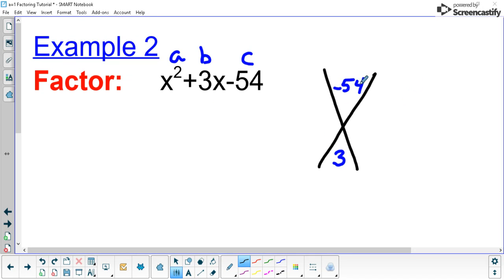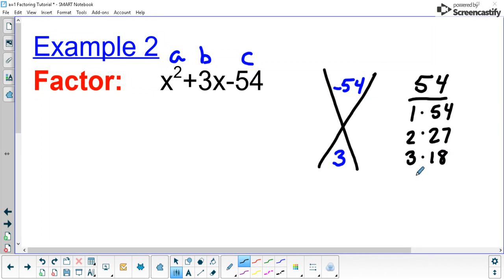So off to the side, we are going to now use 54 and list all of the things that multiply to get to 54. So those would be 1 times 54, 2 times 27, 3 times 18. Does 4 go into it? I don't think 4 goes into it. And I believe 6 goes into it 9 times.